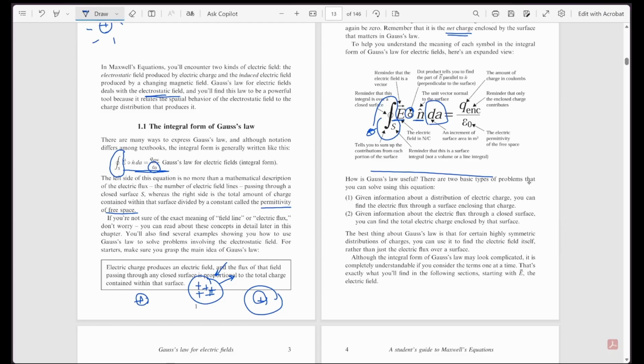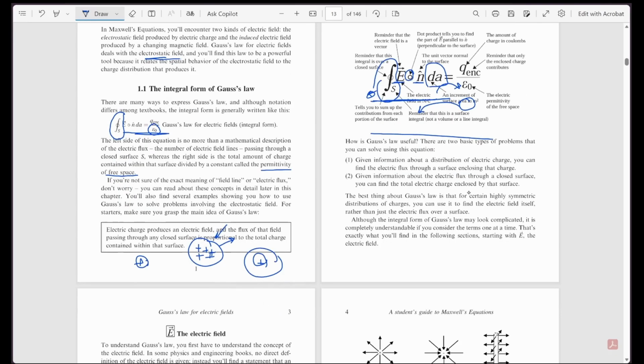There are two basic types of problems that you can solve using this equation. The first one is if you have the electric field and you want the charges, or you have the charges and you want the electric field or flux. The best thing about Gauss's law is that for certain highly symmetric distributions of charges, you can use it to find the electric field itself. So we could either find the flux or the electric field, rather than just electric flux over a surface.